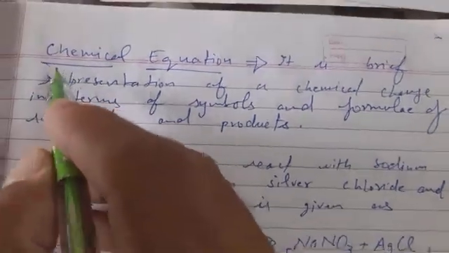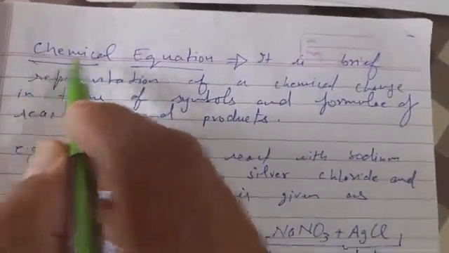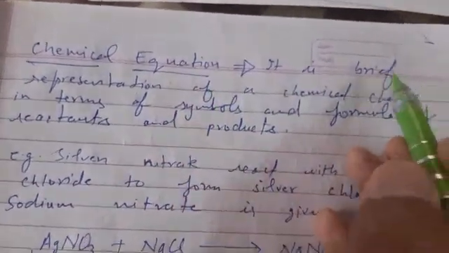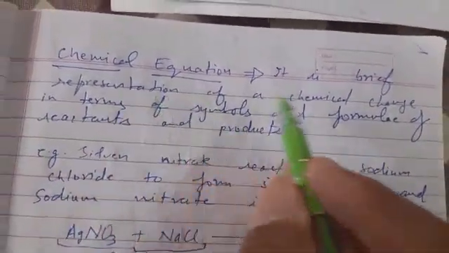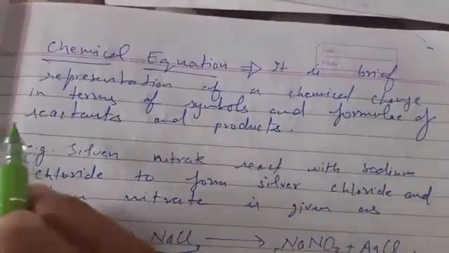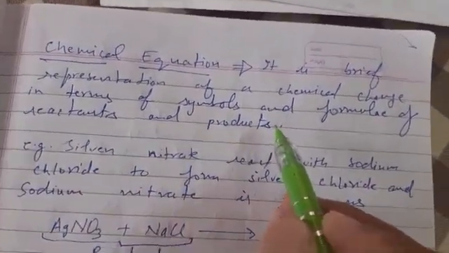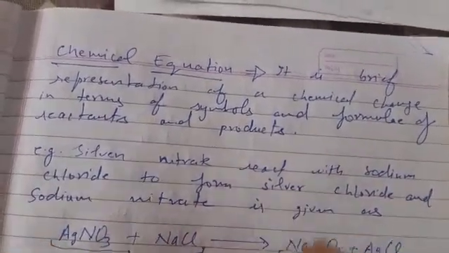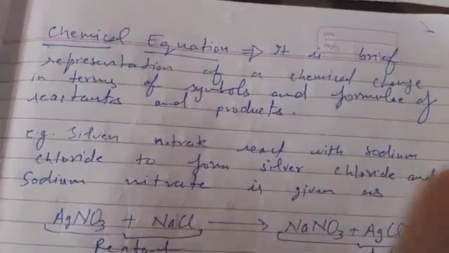Very good morning, beta. Our today's important topic is chemical equation. What is a chemical equation? It is a brief representation of a chemical change in terms of symbols and formulae of reactants and products.